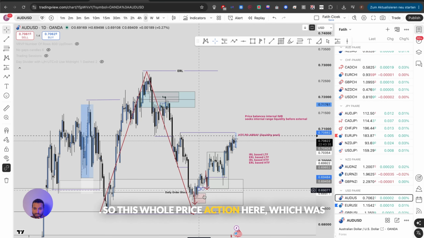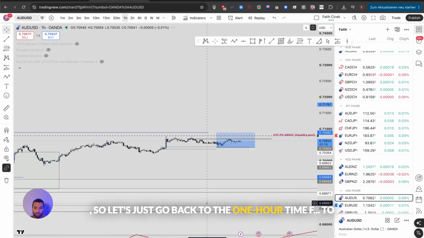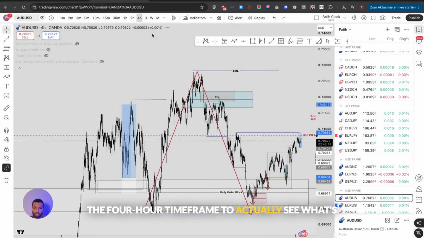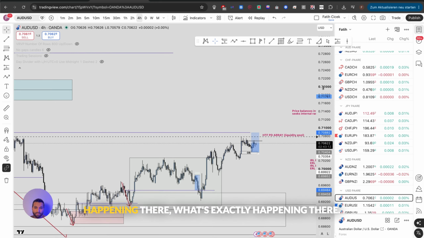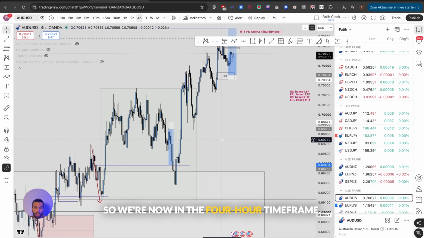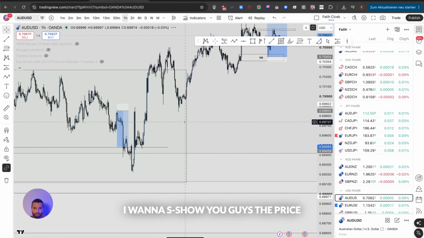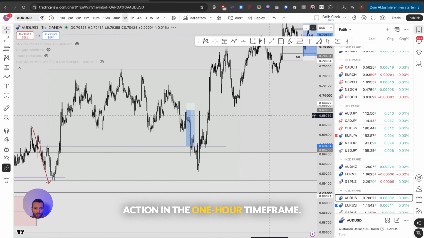So this whole price action here, which was based on the 1 hour time frame that we highlighted and delineated, is still at the discount zone based on the daily chart. So let's just go back to the 4 hour time frame to actually see what's happening there. So we're now in the 4 hour time frame. I want to show you guys the price action in the 1 hour time frame.